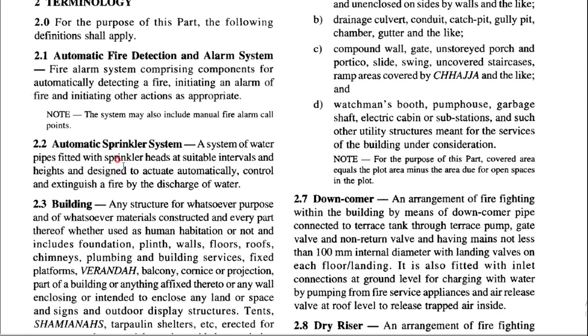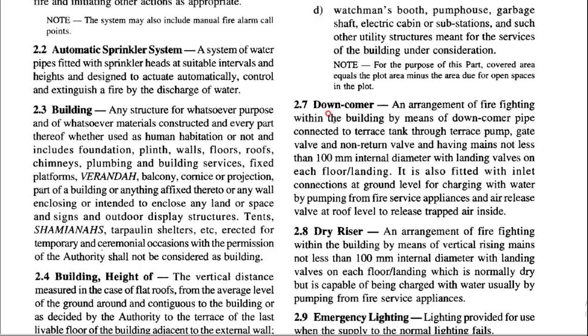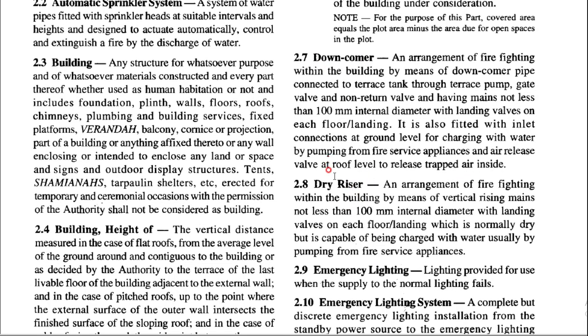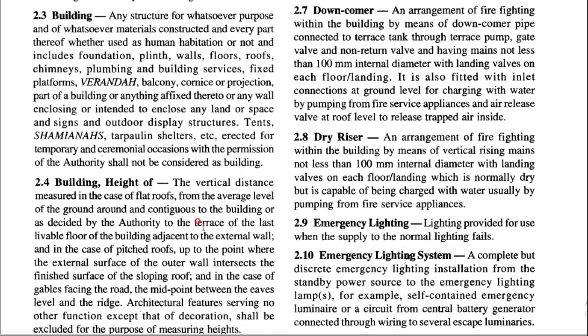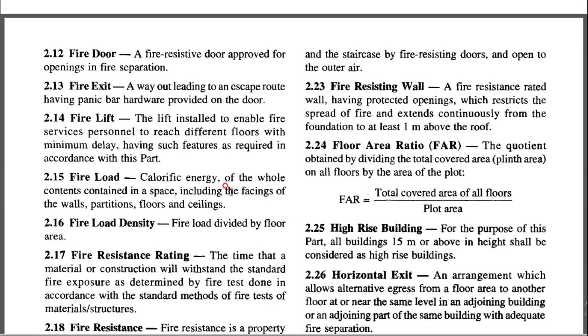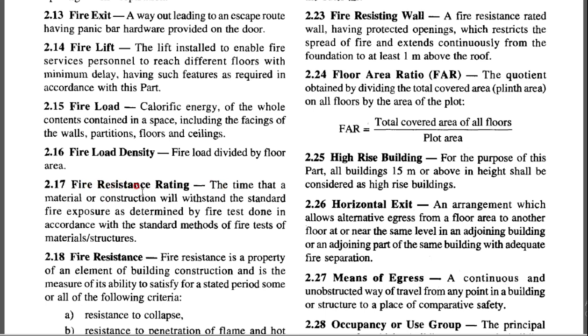Okay, you can go through a lot of definitions, like small downcomer, dry riser. We have covered these in the PPTs and in the videos. So, detailed definitions have been given. Now all the things are given. So can you understand this fire resistance rating?